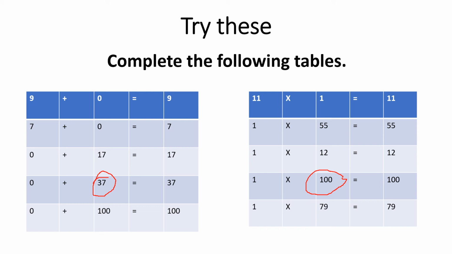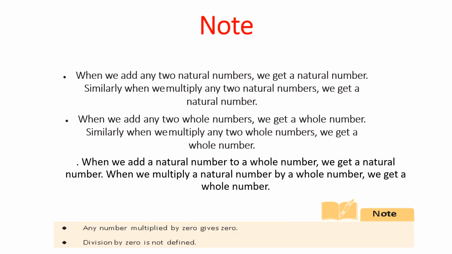Now you have a choice. You can replace any one of the number. I have chosen 79. So 1 into 79 is 79. Now we have a note. When we add any two natural numbers, we get a natural number. அதாவது ரெண்டு natural numbers add பண்ணீங்கன்னா மறுபடியும் ஒரு natural number தான் கிடைக்கும்.